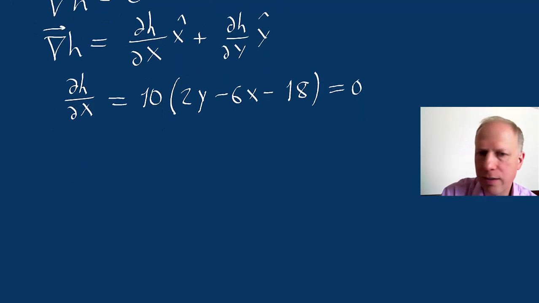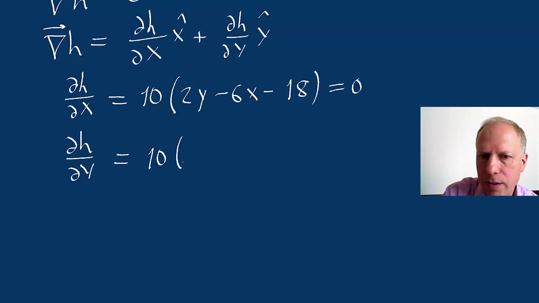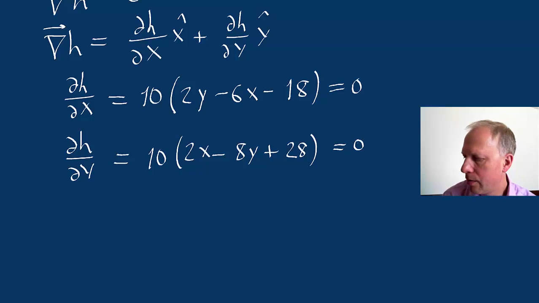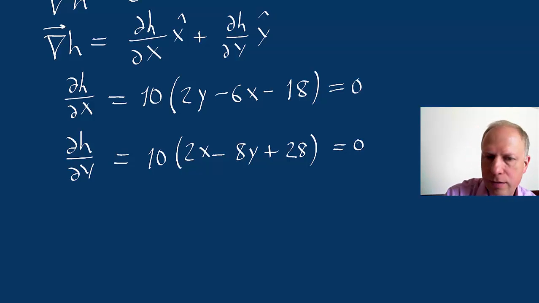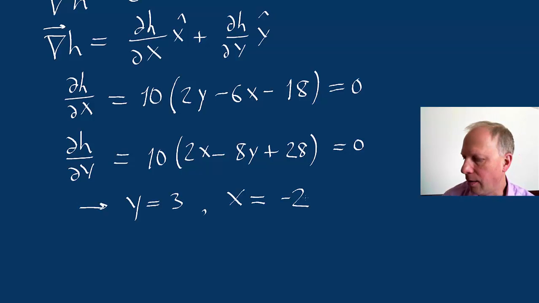And I simultaneously need to set dh/dy equal to 0, which is equal to 10 times 2x minus 8y plus 28. So I have to solve this system of 2 linear equations, and I think you can take that from here. You get y equals 3, so 3 miles north of South Hadley is the location of the top of the hill, and x equals minus 2, which is 2 miles west of South Hadley.